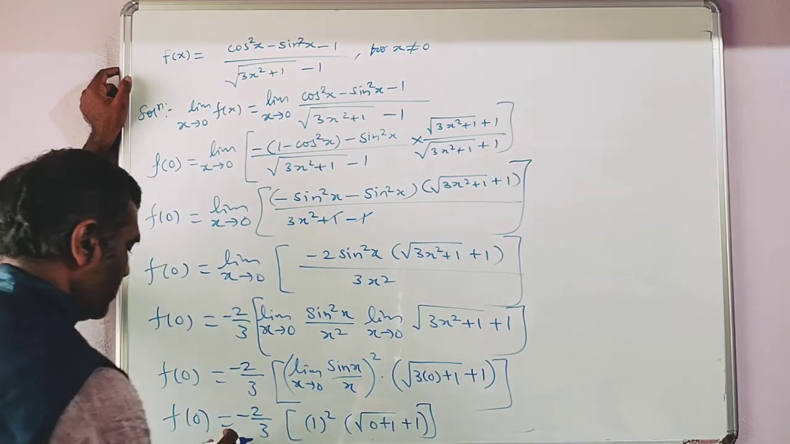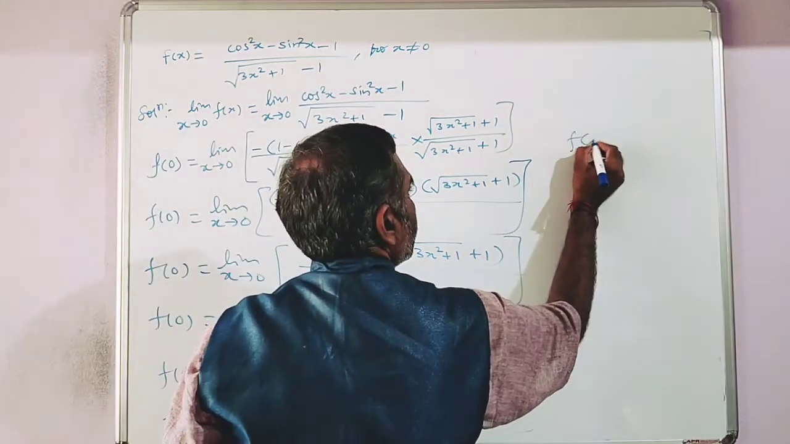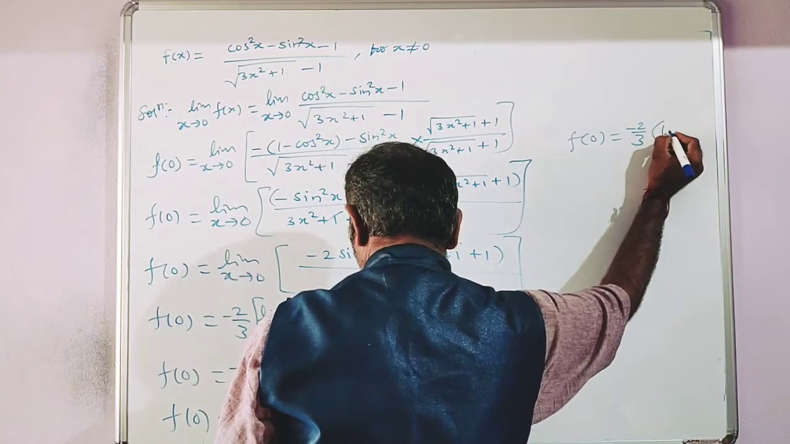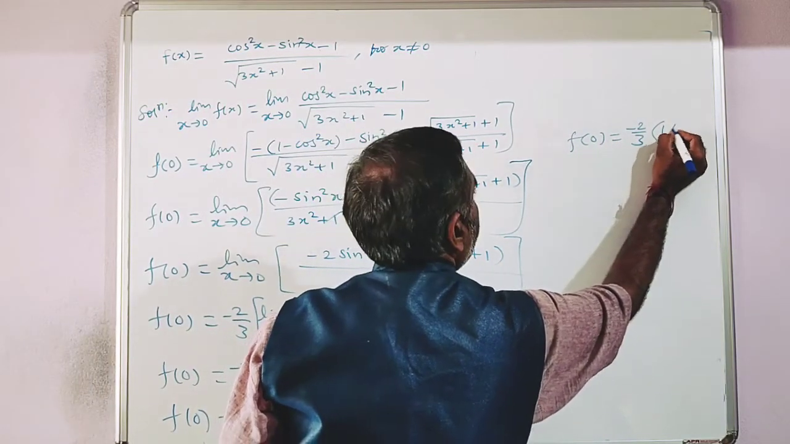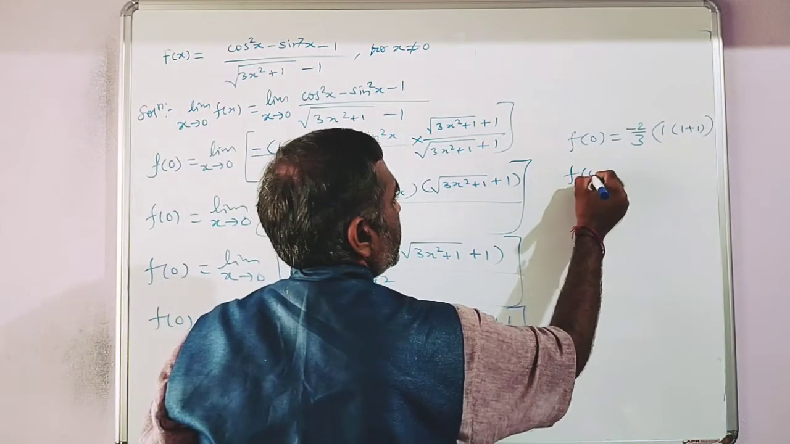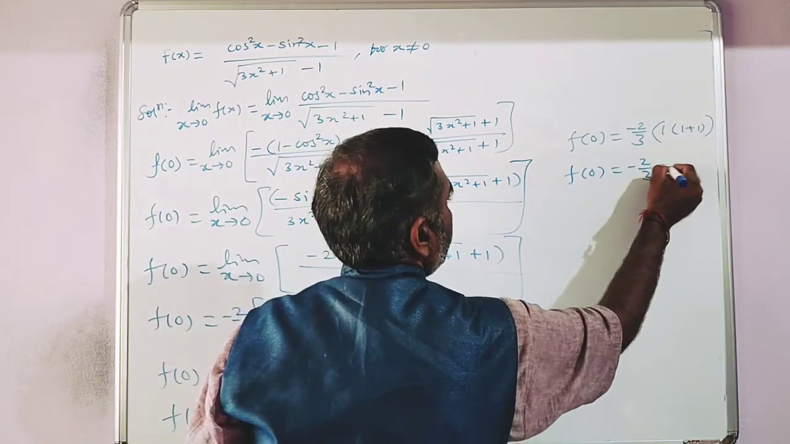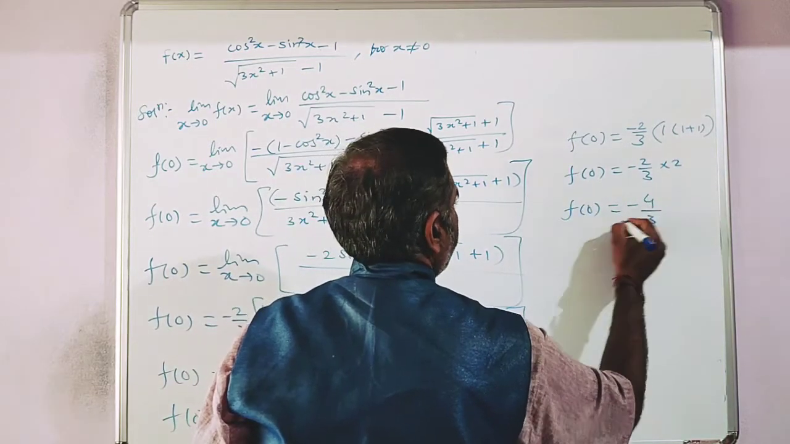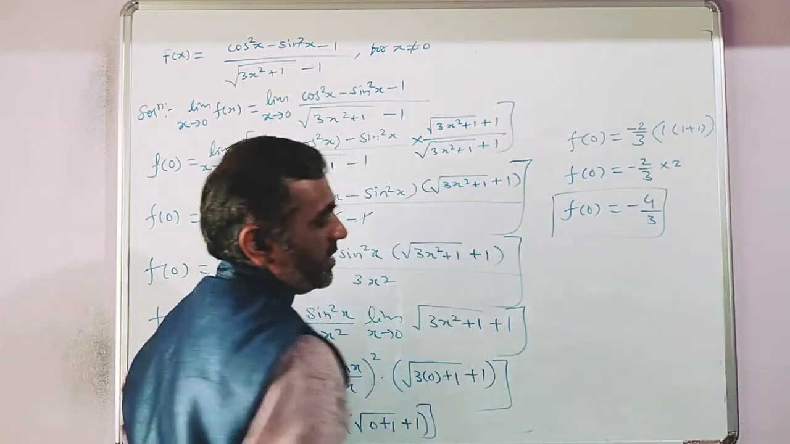Bracket complete. F of 0 is equal to minus 2 by 3 in bracket 1 plus 1, that is equal to, f of 0 is equal to minus 2 by 3 into 2. F of 0 is equal to minus 4 by 3. This is your final answer.